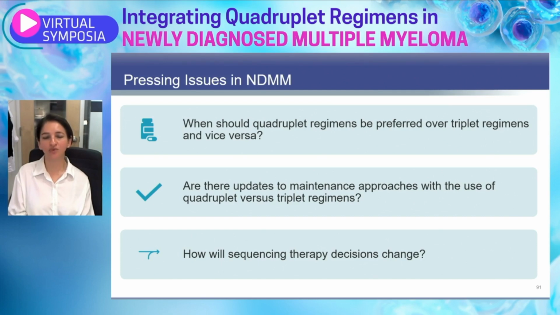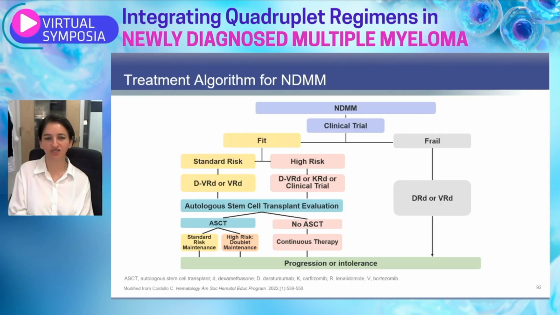And how will sequencing therapy decisions change over time as we start using all of these combinations up front? So I'm just going to leave you with this treatment algorithm for the newly diagnosed myeloma patient. I think this keeps evolving. Every time we sit down and give a talk on myeloma, this changes around a little bit. But in a newly diagnosed myeloma patient, if a patient can go on to a clinical trial, we should always think about that, then assess the frailty of a patient.